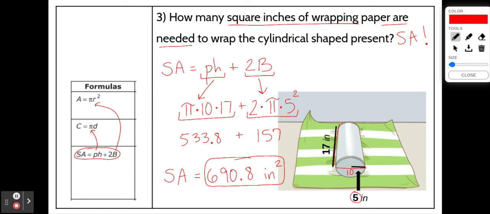Ta-da! Pretty fun, isn't it? It's just following the formula. As long as you show all of your work and your steps, you will get the right answer every time.